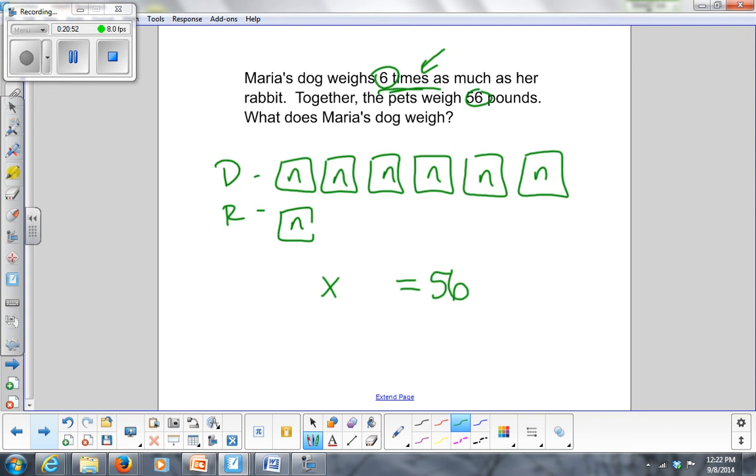What other piece of information do I have for the problem, Najee? What other information do I have to find out the equation? You know that Maria's dog weighs 6 times as much as the rabbit. Okay, so I can put a 6 here, right? Yes. Okay, what else? What other piece of the information am I missing? Maricela. The n. 6 times n equals 56. There's my equation.